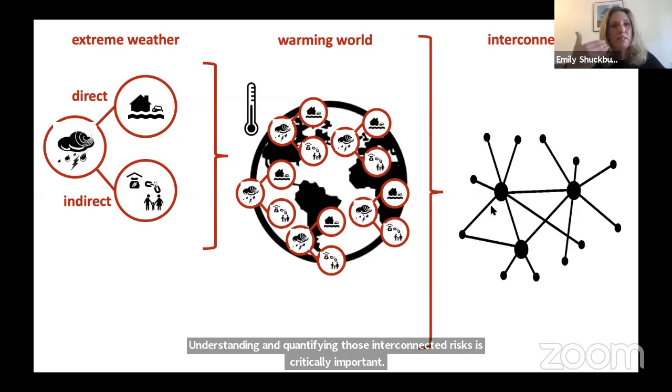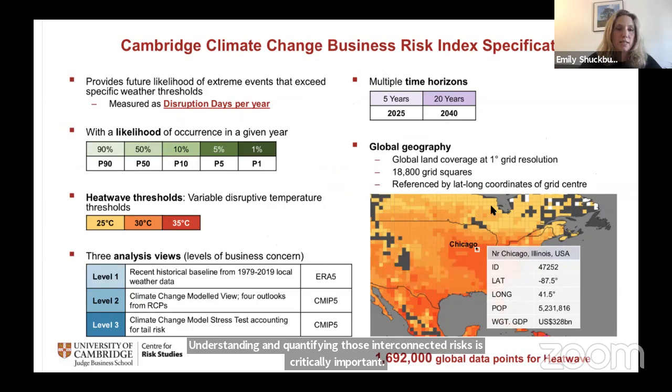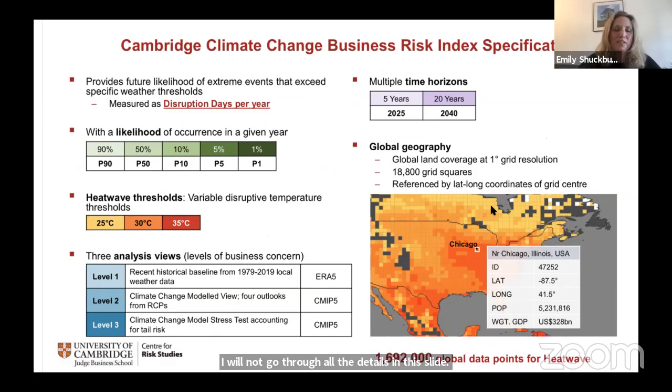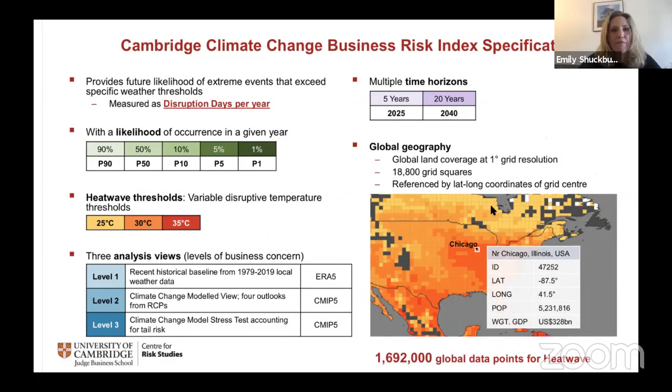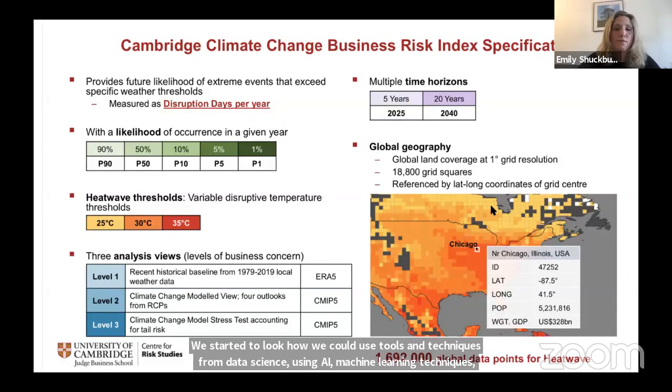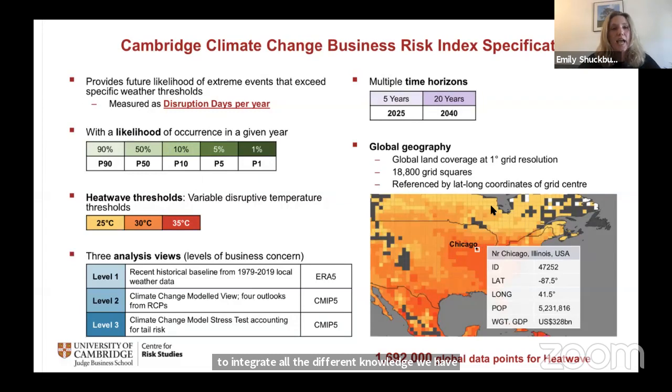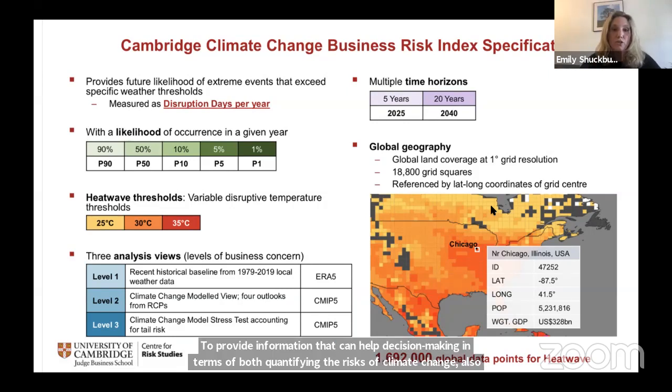And that's one way in which we've been starting to try and bring in tools and techniques from AI. I'm not going to go through all the details in this slide, but what we have started to be doing, and actually Scott, who provided the introduction here, has been involved in this work as well. We've started to look to see how we can use tools and techniques from data science, from using AI, machine learning techniques to integrate all the different knowledge that we have around the risks and the impacts of climate change to provide information that can help decision making in terms of both quantifying the risks of climate change, but also understanding how to build resilience to those risks.